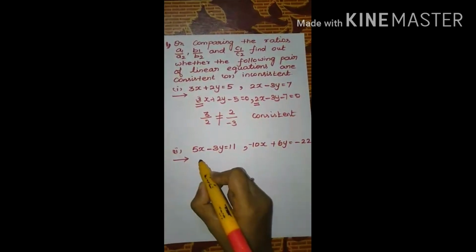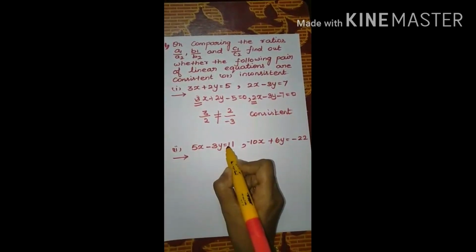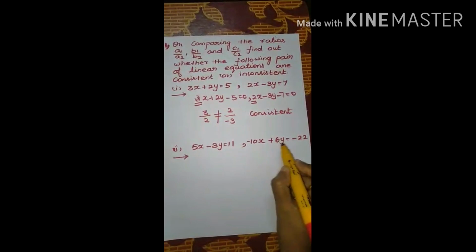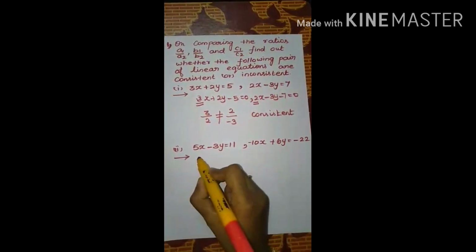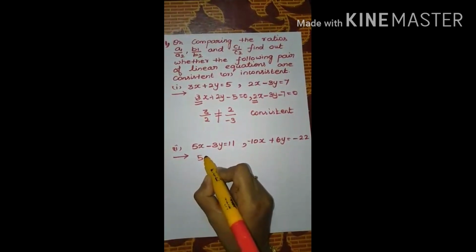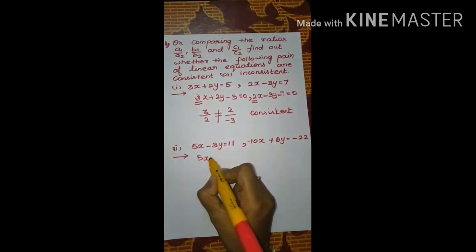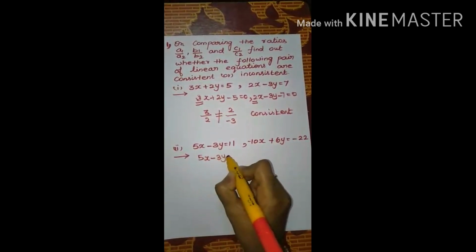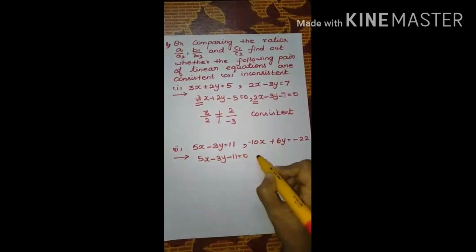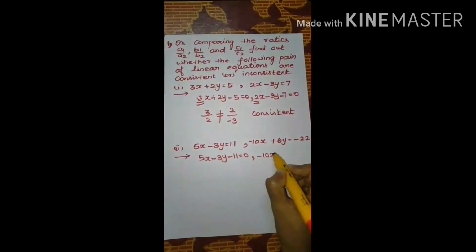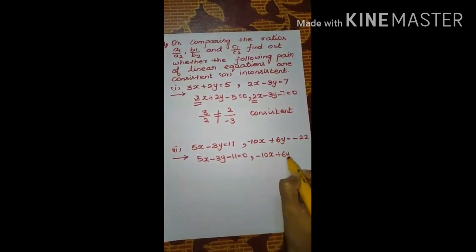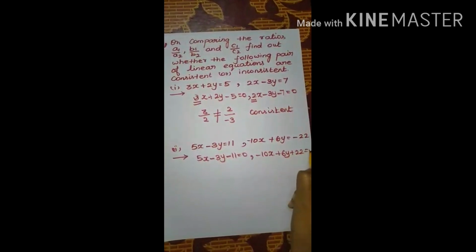The next one. 5x minus 3y is equal to 11, and minus 10x plus 6y equal to minus 22. So we have to write it in the form ax plus by plus c equal to 0. So 5x minus 3y minus 11 equal to 0. The second equation: minus 10x plus 6y plus 22 equal to 0.